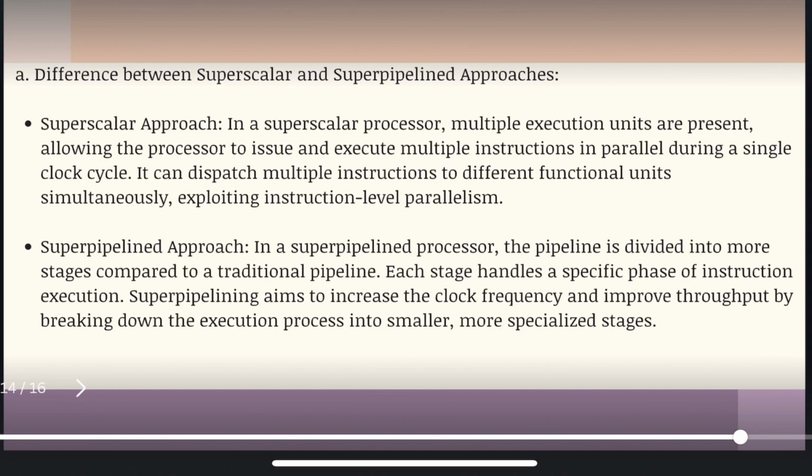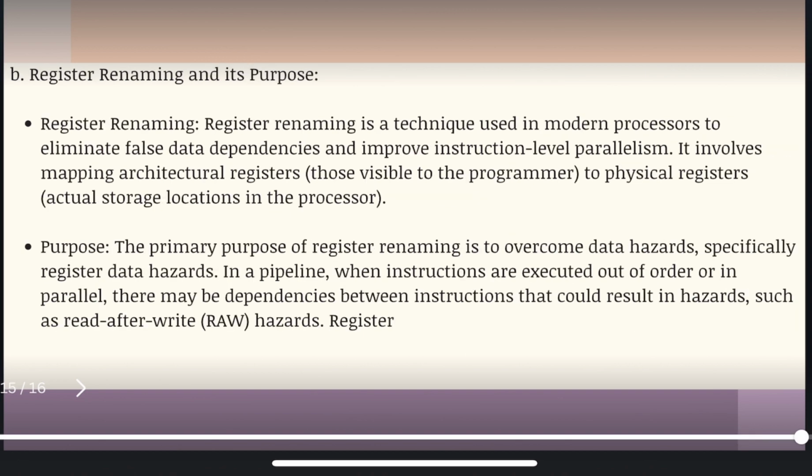Then B, the register renaming and its purpose. So register renaming is a technique used in modern processors to minimize misleading data dependencies and promote instruction-level parallelism. It entails translating architectural registers, those that the programmer can see, into physical registers, which are the processor's real storage locations. So its purpose is overcoming data hazards. More precisely, register data hazards are the main target of register renaming.